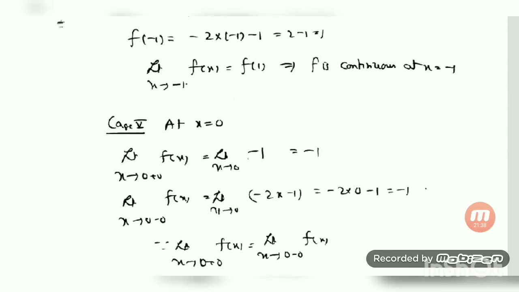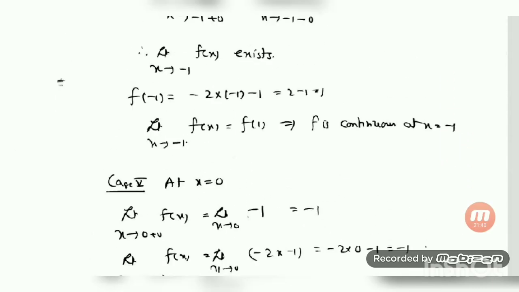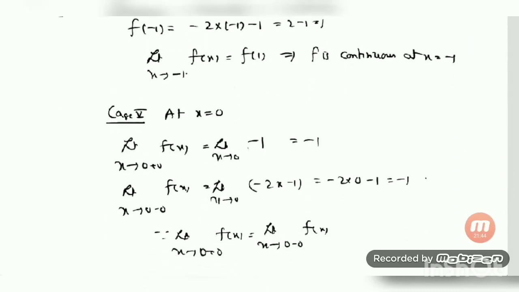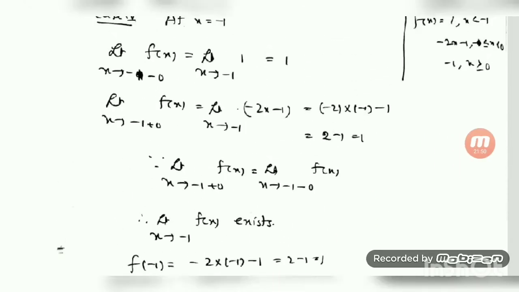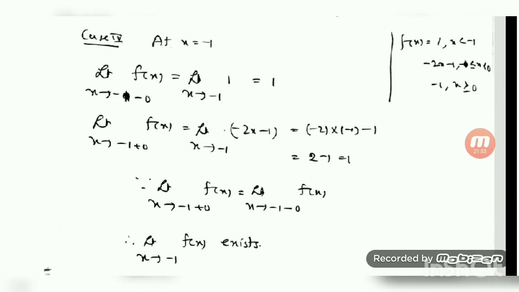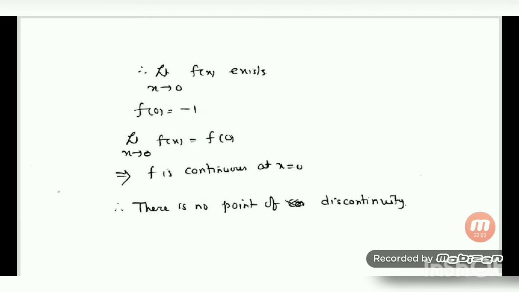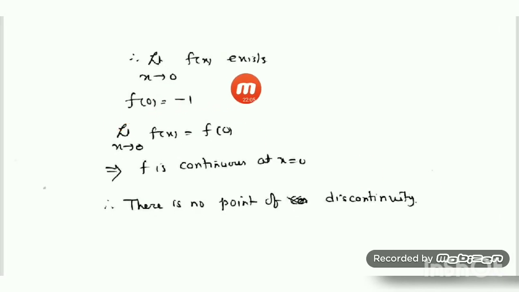And after that, at the point x equal to 0, we have to check. So for 0 also, we have seen the function is defined in two different ways. So I have separated here the right and the left hand limit. For the right hand limit, substitute 0 plus 0. 0 plus 0 means greater than 0, it is defined by minus 1. And for less than 0, it is defined by minus 2x minus 1. So doing this calculation, this is minus 1, and here substituting 0, we got minus 1. That means left hand limit equal to right hand limit. And since left hand limit equals right hand limit, therefore the limit exists.